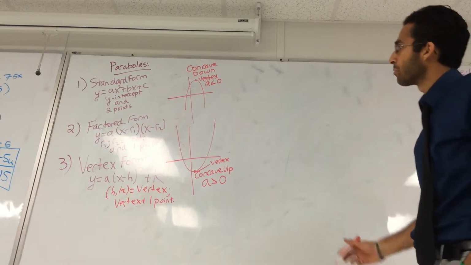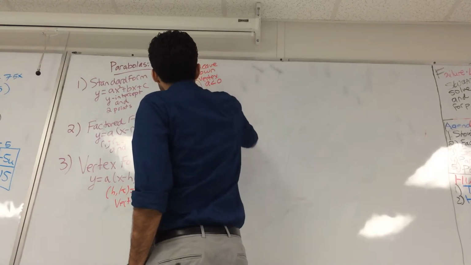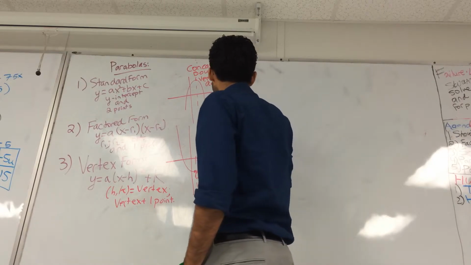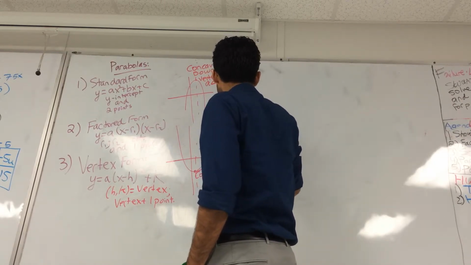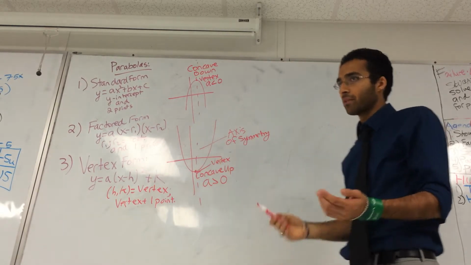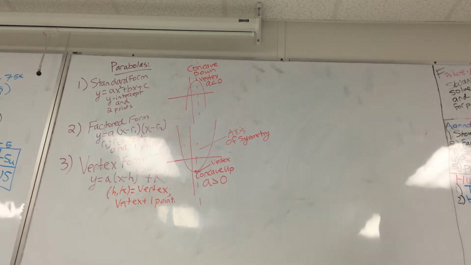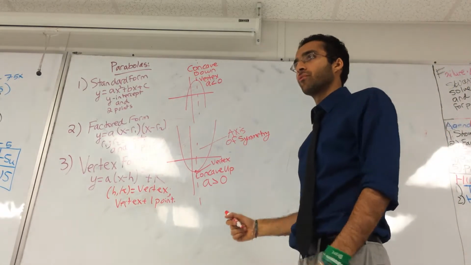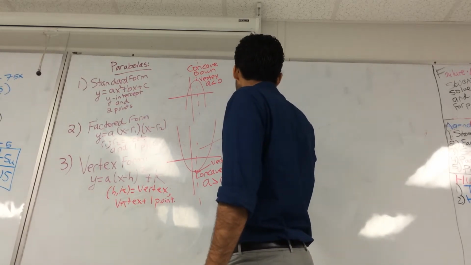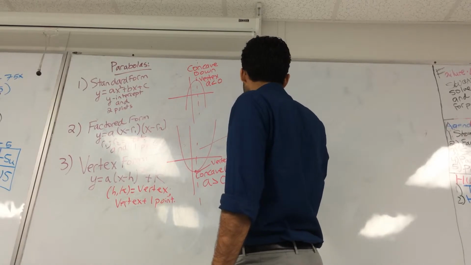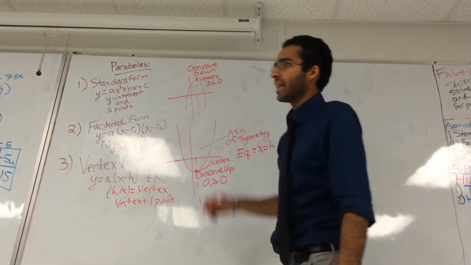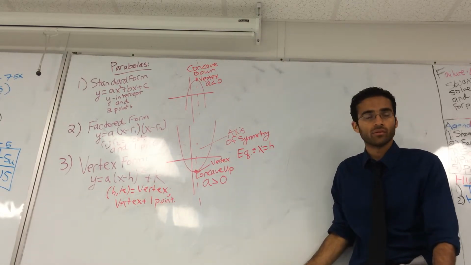And the last thing, again, remembering from last year, is every parabola has this so-called axis of symmetry, which means that on either side of this line, the parabola is the same. The equation for the axis of symmetry is x equals h. H, remember, is the x-coordinate of this point. H is the x-coordinate of the vertex.